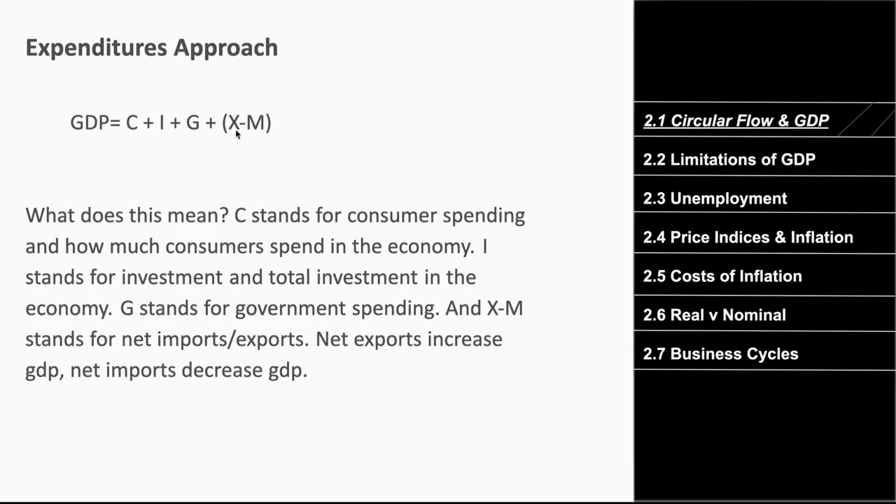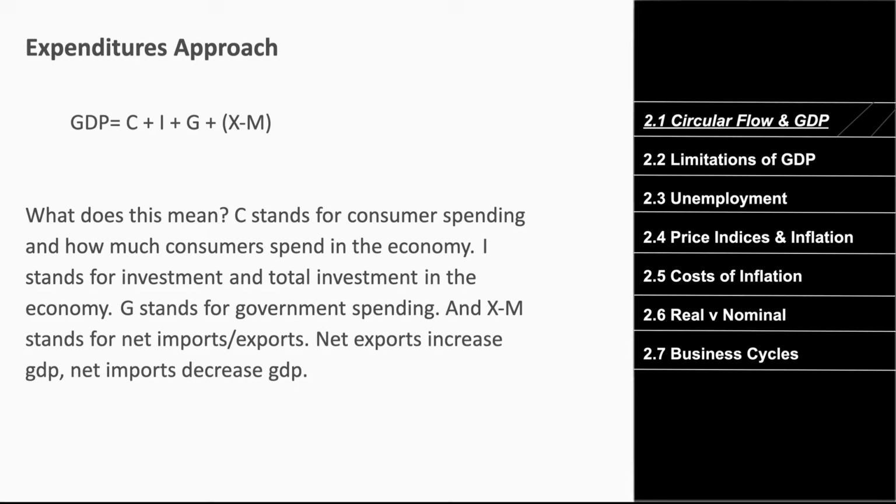And then the X minus M, this confuses a lot of people. This stands for net exports or imports. So the X stands for exports, M stands for imports. What you need to understand here is that net exports increase GDP, net imports decrease GDP. What net exports mean is that you're exporting, so you're basically moving products away from your country more than you're taking in. Net imports means you're taking in goods more than you're taking out.